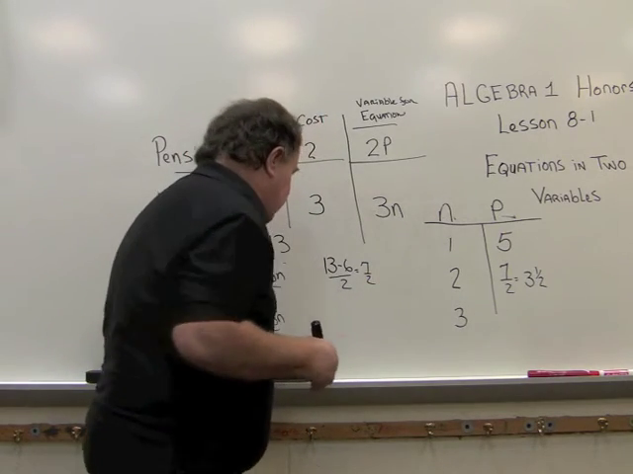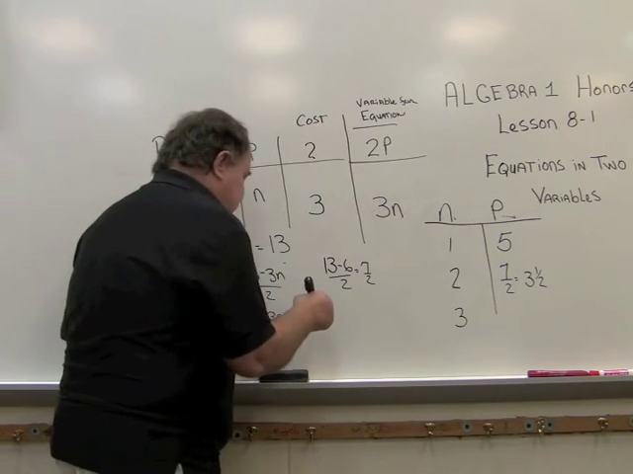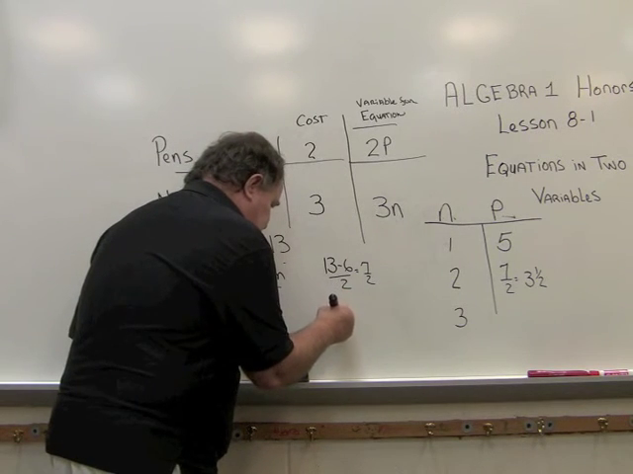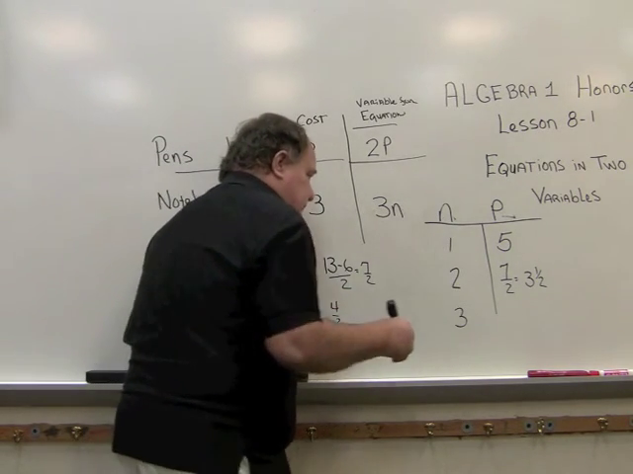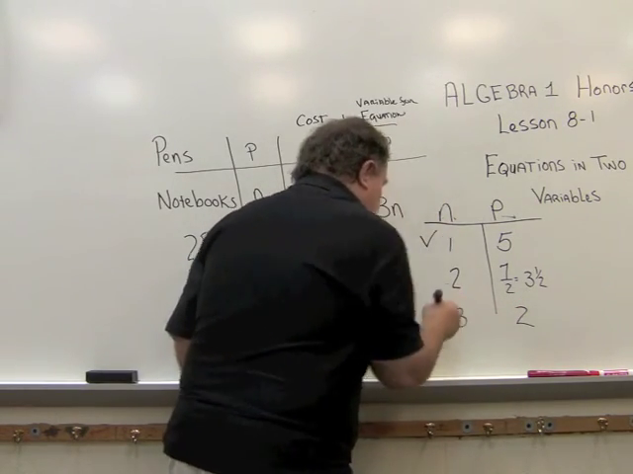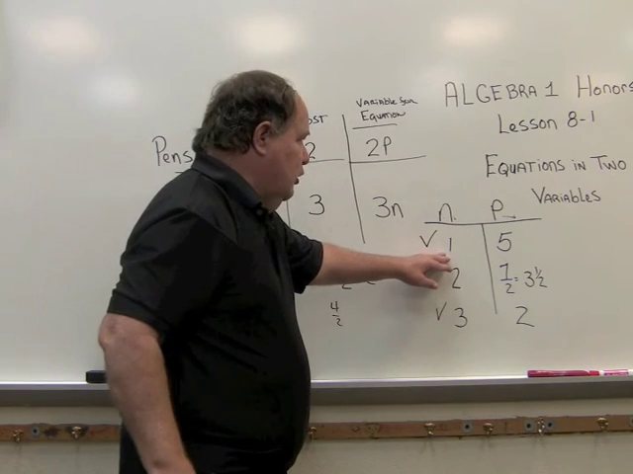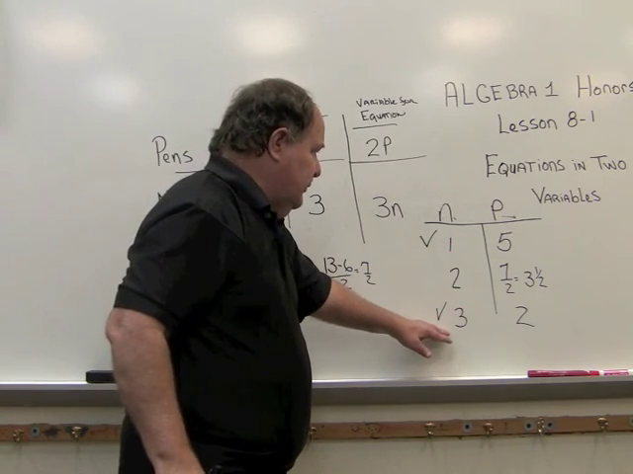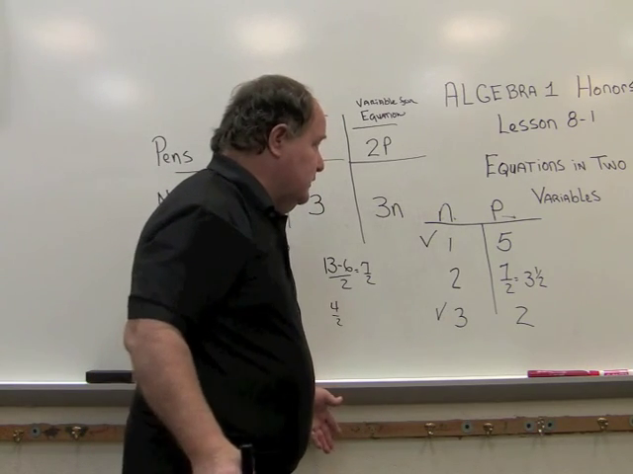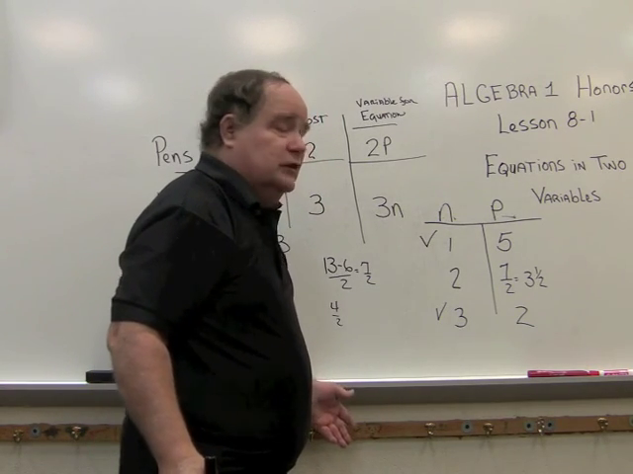Let's look at the last one, number 3. 13 minus 9 is 4, divided by 2. I'm going to get a 2. So the two answers that fit here are, I could buy either one notebook and 5 pens, or 3 notebooks and 2 pens. And that's basically all this is, lesson 8.1, equations in 2 variables.